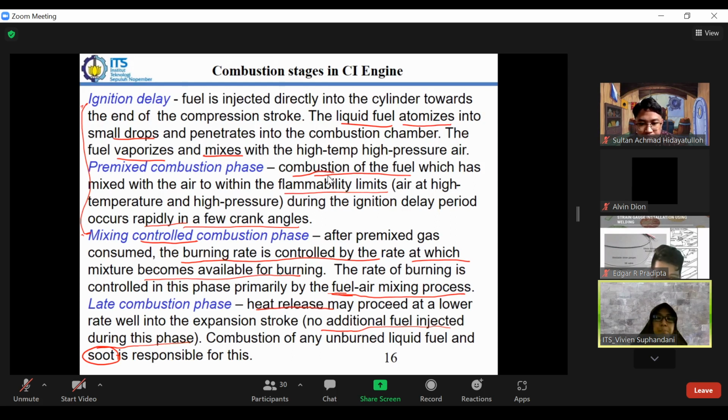So soot is formed in the late combustion phase. Why? Because the temperature is already quite low. The pressure and the temperature have already dropped, so that the combustion process occurs at a relatively lower pressure and temperature. So that will produce soot, or jelaga.